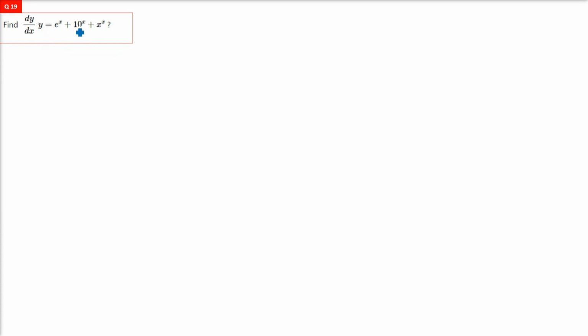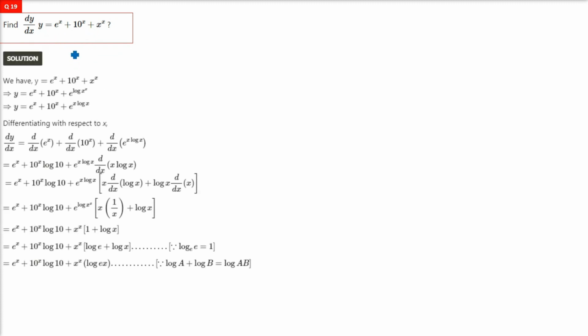Y is equal to e to the power x plus 10 to the power x plus x to the power x, and we have to find out dy by dx. Now you see, e to the power x differentiation is directly e to the power x. You don't have to do anything. 10 to the power x, that is a to the power x, is a to the power x log a. So 10 to the power x log 10.